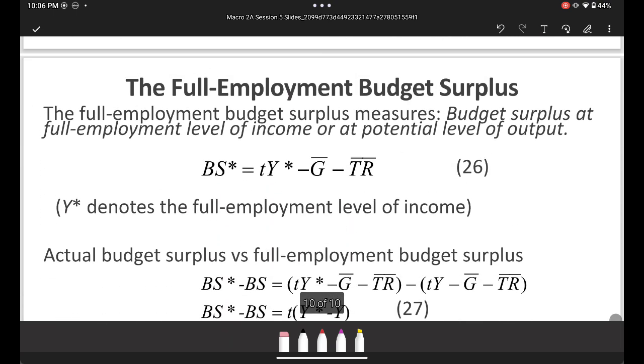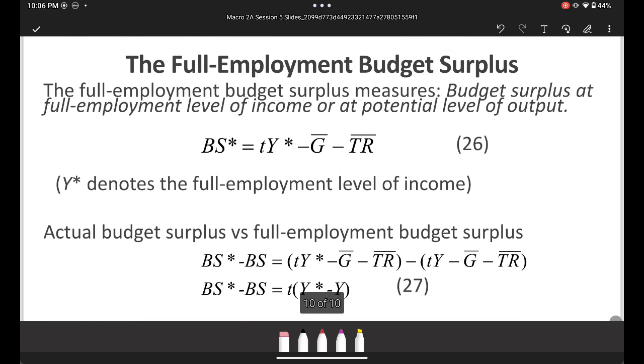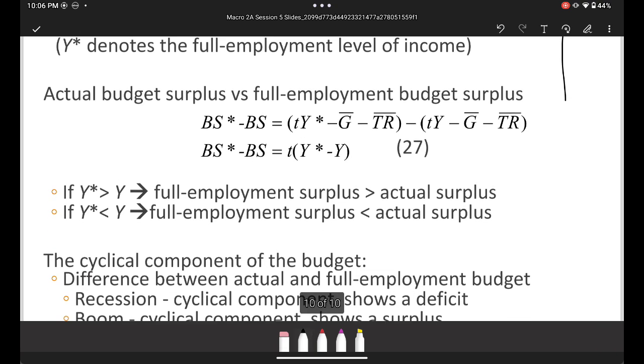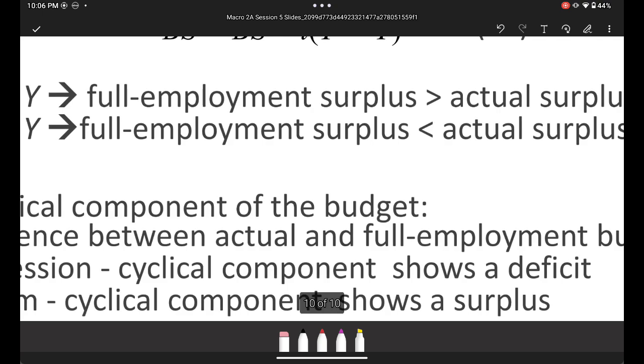Now the full employment budget surplus. Full employment budget surplus is the budget surplus. Now this budget surplus is the same equation we were using all this time, just that it has stars over there to mean full potential. So this is the budget surplus when the economy is at full potential. The only thing you need to know is this end. See this end?